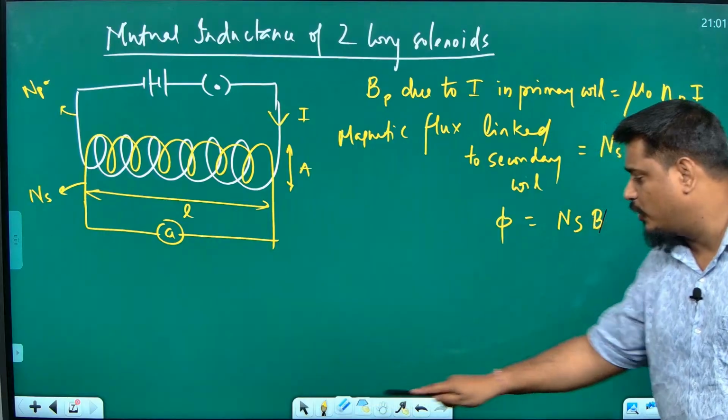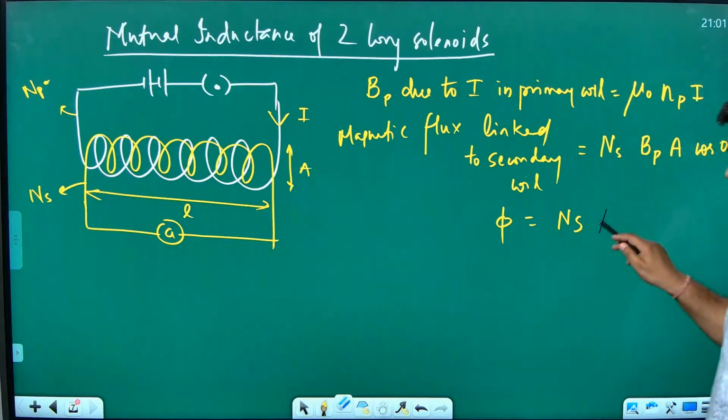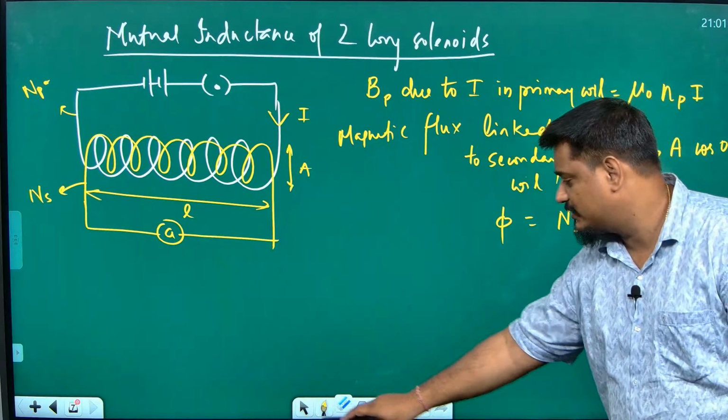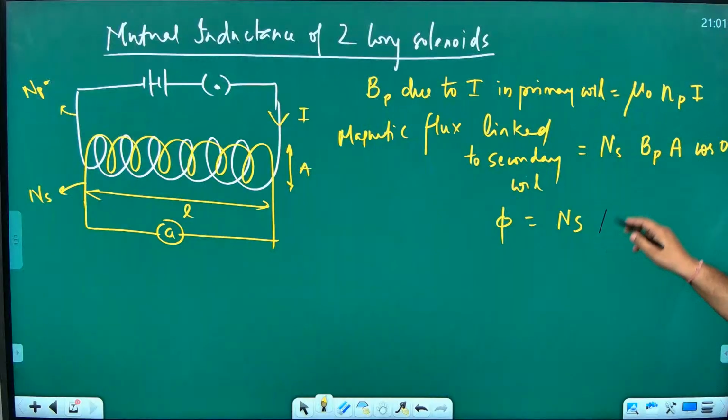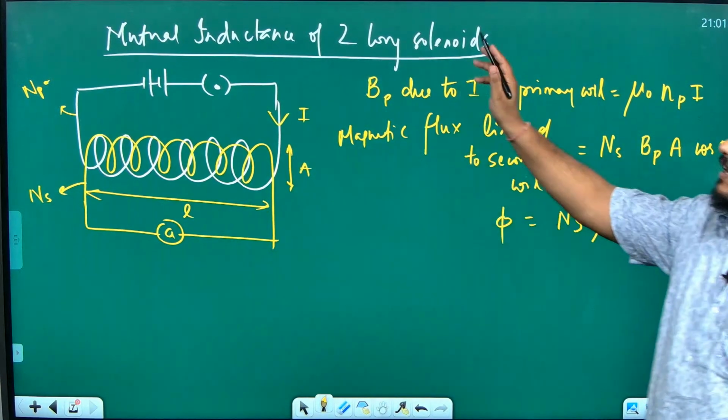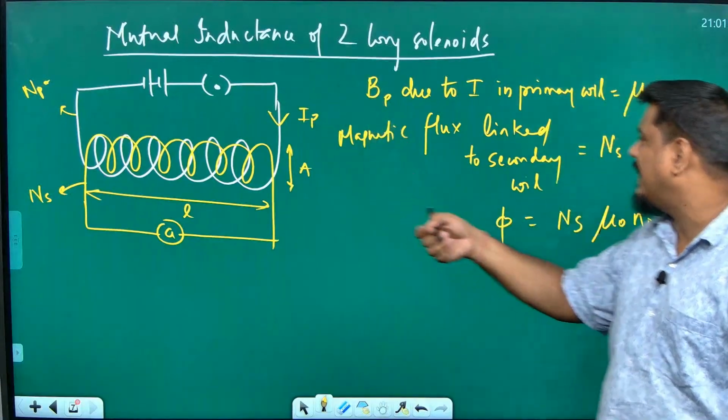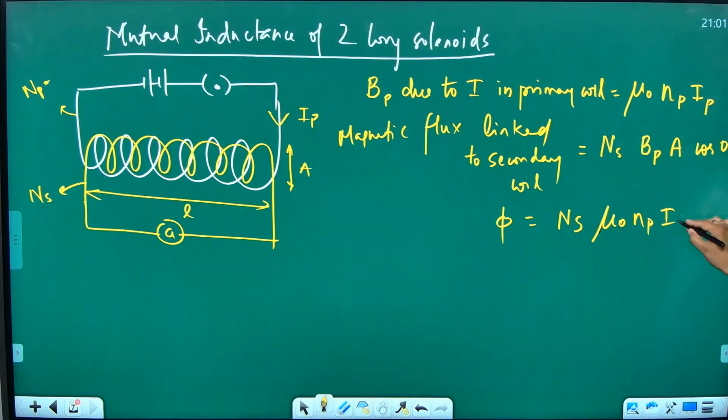The value of BP is known to us. What is the value of BP? Mu naught NP into I. Do you agree with me? Or if you want to write the current in the primary as IP, it will be IP, nothing wrong in that. Don't confuse. Because the current is flowing in the primary coil, I can write IP if you want, no problem in that.